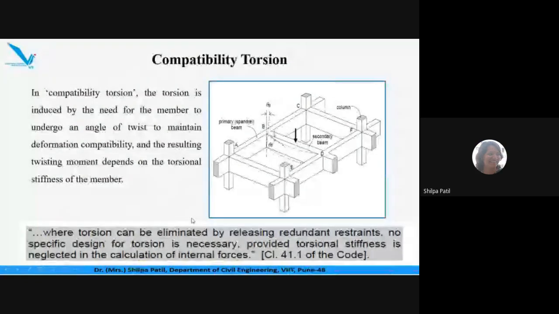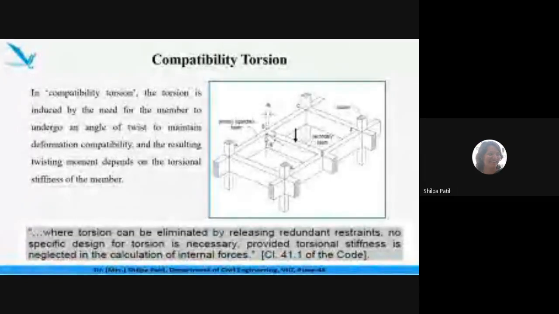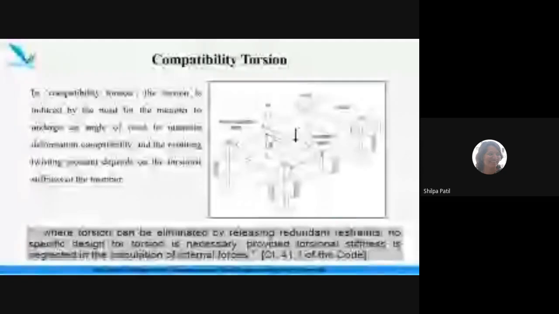And then how come it is compensated? It is compensated by the deformation at this joint B, which is called as compatibility. You might have learned about the compatibility equation also, in MOS 2.